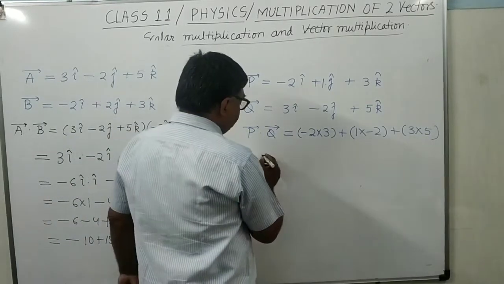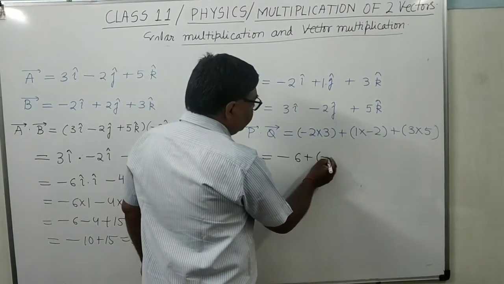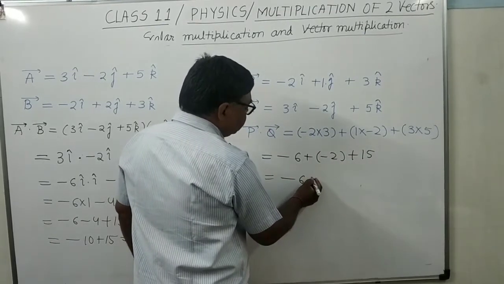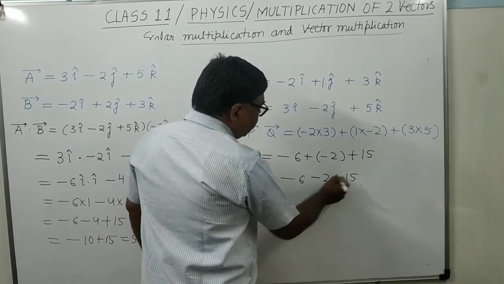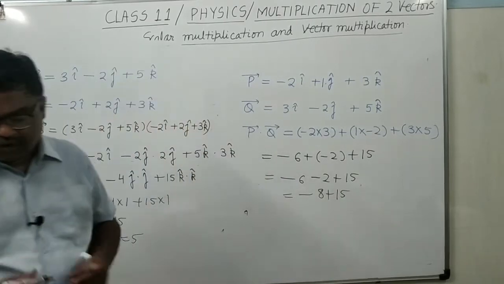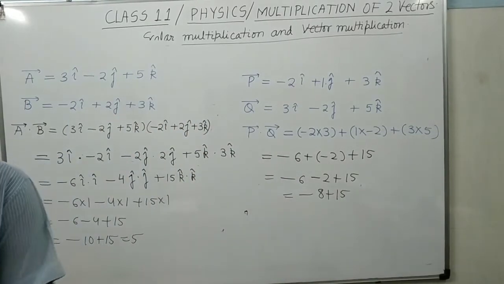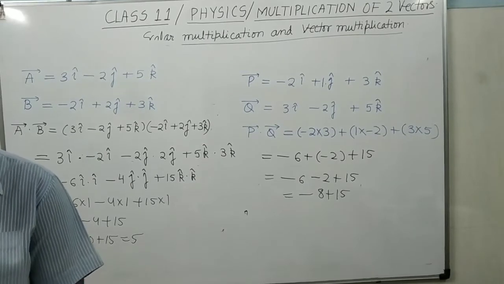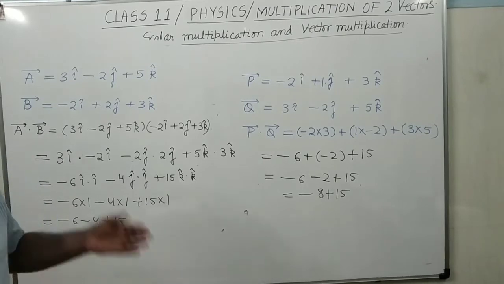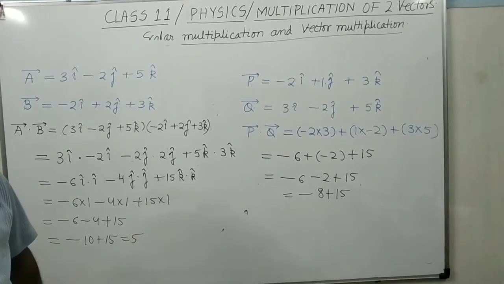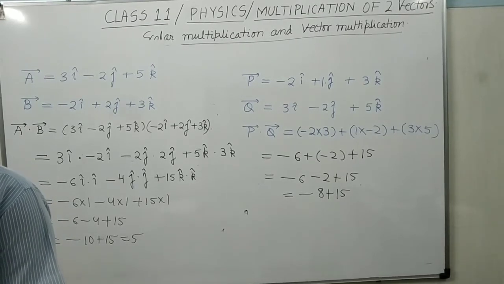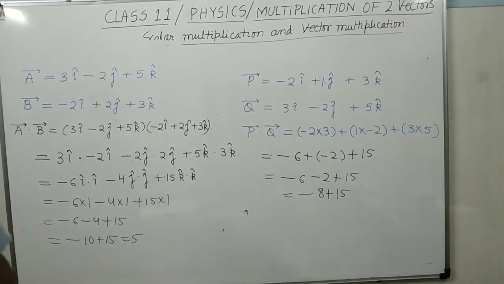So it will be equal to minus 6 plus minus 2 plus 15. So it is equal to minus 6 minus 2 plus 15. That is equal to minus 8 plus 15, which is 7. So in this way you can find out the scalar product of those two vectors which are given in terms of i, j and k. It is clear.